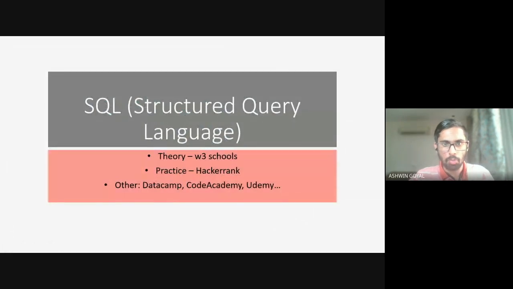Next, we'll move to SQL. I'll just spend 10 minutes giving you the introduction part. I'll not move into the interview questions for SQL. I'll just introduce the concept, the topic. So how many of you know SQL already? You can raise your hand.